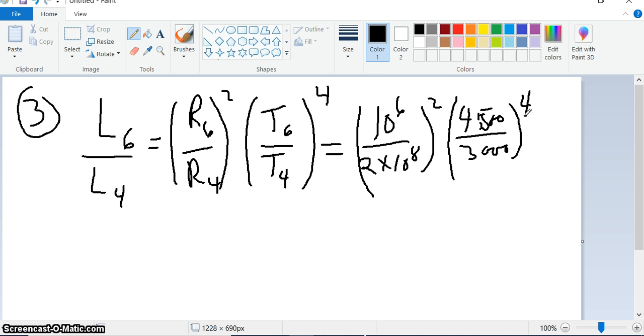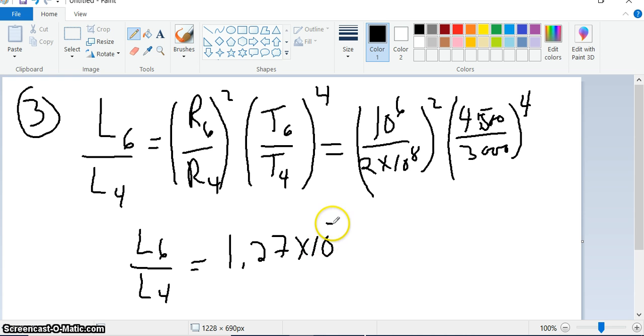So then we get what L6 to L4 is. This tells us that the luminosity in stage 6 to the luminosity in stage 4 is going to equal, let's see, what does it turn out to be? It is 1.27 times 10 to the minus 4th.